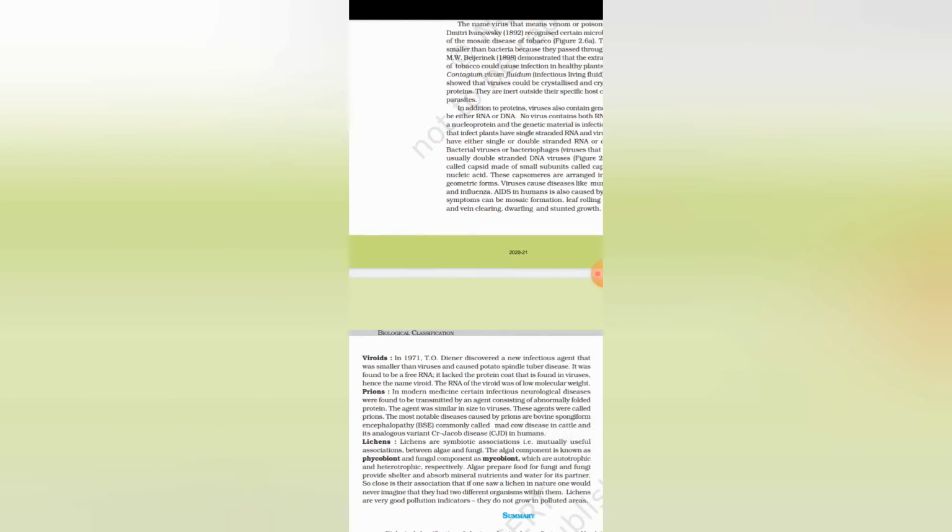Viroids. In 1971, T.O. Diener discovered a new infectious agent that was smaller than viruses and caused potato spindle tuber disease. It was found to be a free RNA. It lacked the protein coat that is found in viruses, and hence the name viroid. The RNA of the viroid was of low molecular weight.